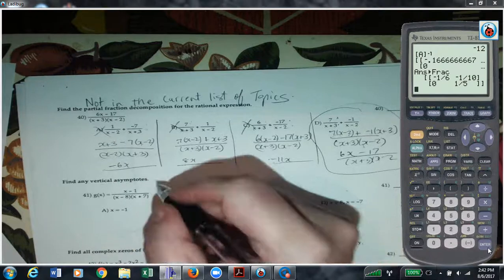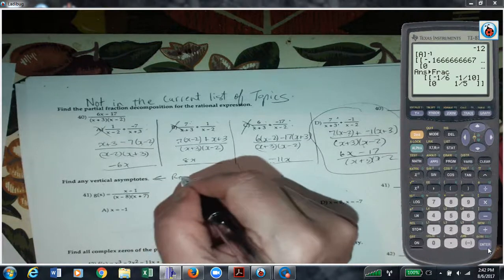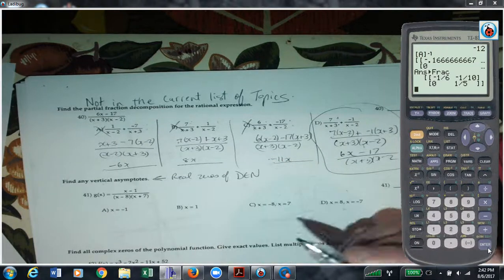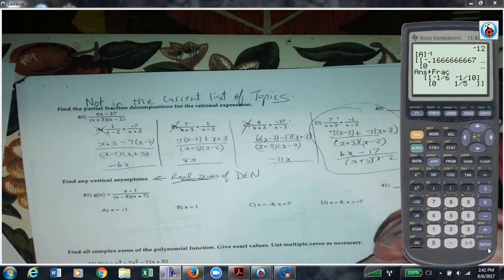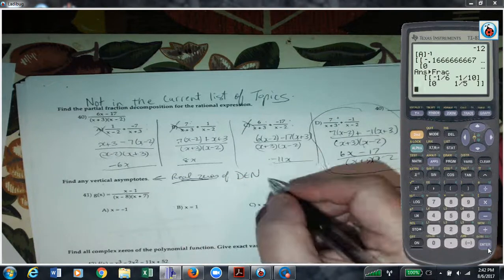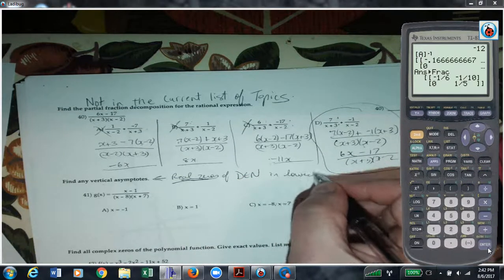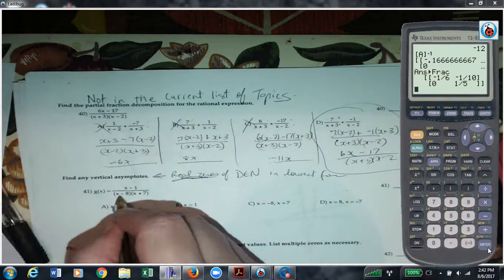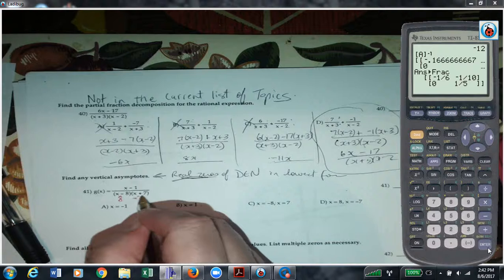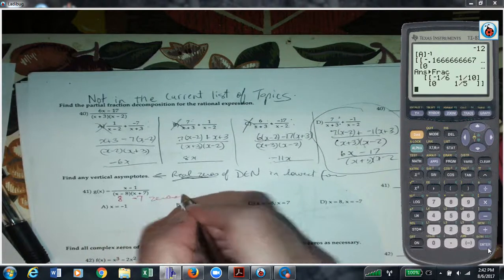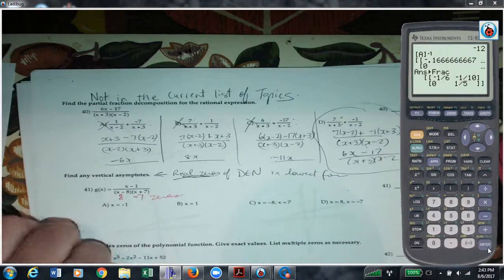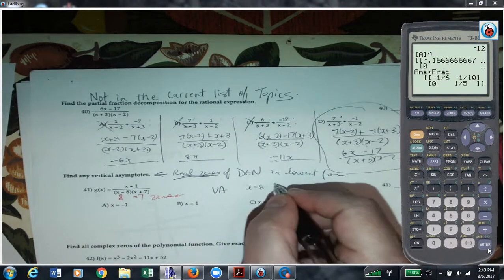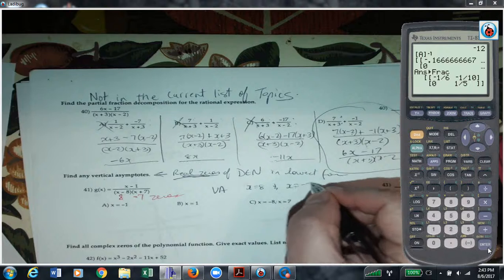Find any vertical asymptotes. We want real zeros of the denominator. So real zeros when it's in lowest form. This is in lowest form because there's nothing to cancel. So my zeros are 8 and negative 7. So I will have two vertical asymptotes: the vertical line x equals 8 and the vertical line x equals negative 7.